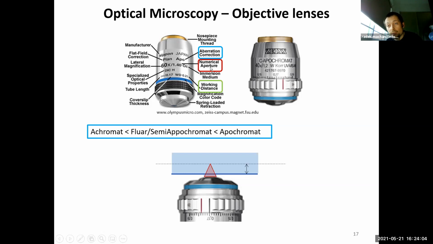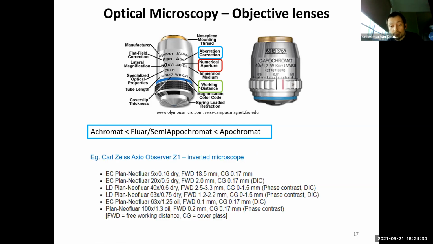Numerical aperture, that's a very important parameter. We'll talk about it quite a lot now. You will see that this is probably one of the most important numbers on the objective. And this refers basically to the width of the cone of light which can be collected by the objective. Why is that important?